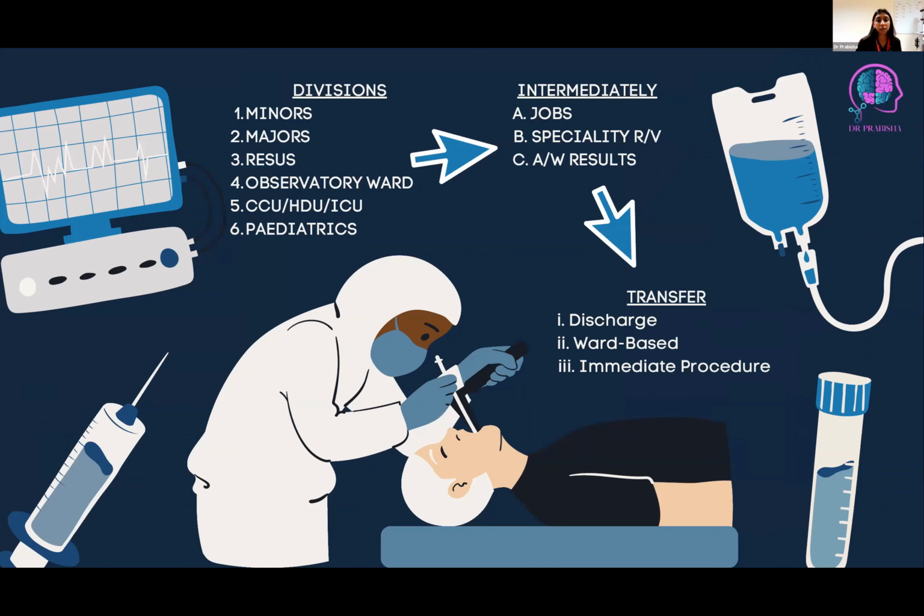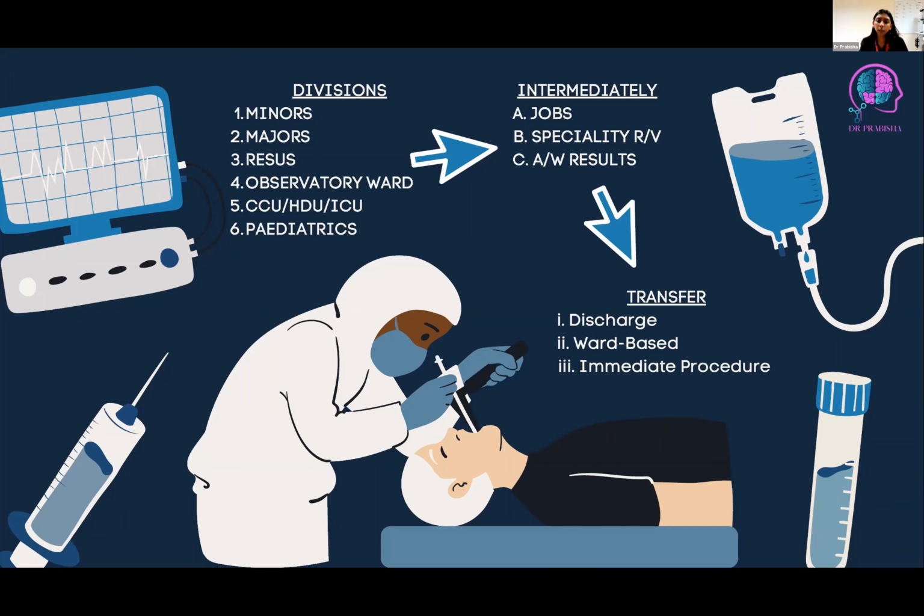If the patient is severely ill, they're in PCU, the high intensity unit, or the intensive care unit. They also have pediatrics, which is under 18. In these divisions, they can mix around within them during this period until clerking or post-take with the consultant has been done.